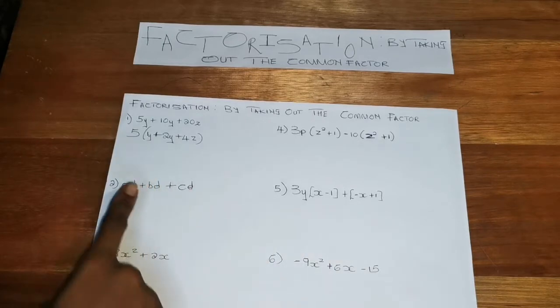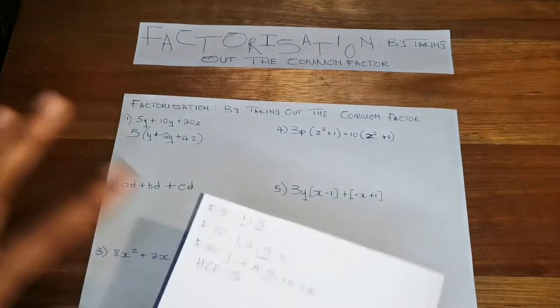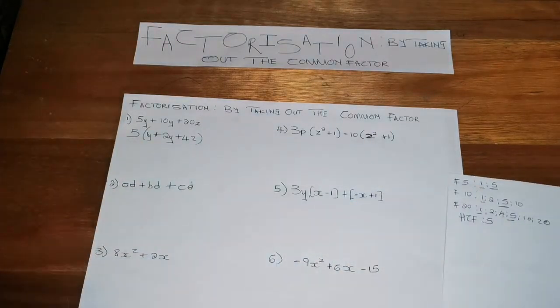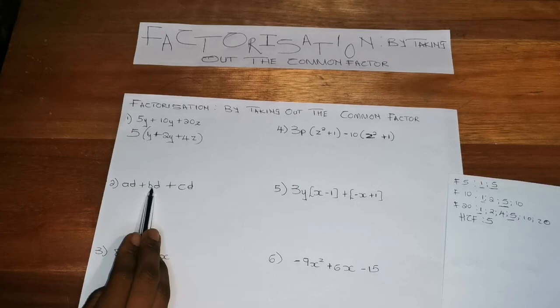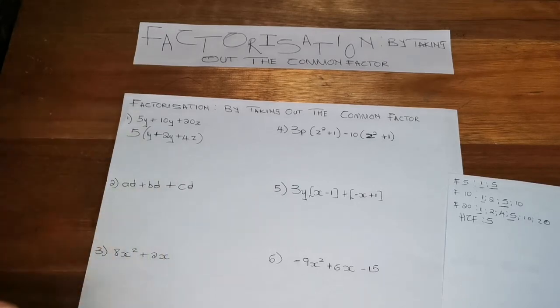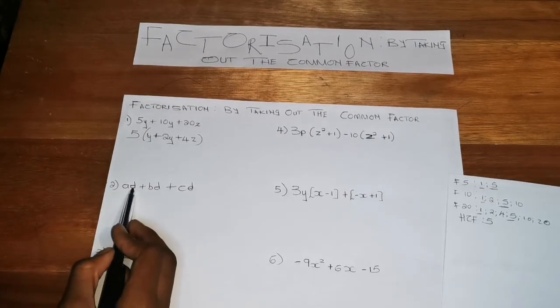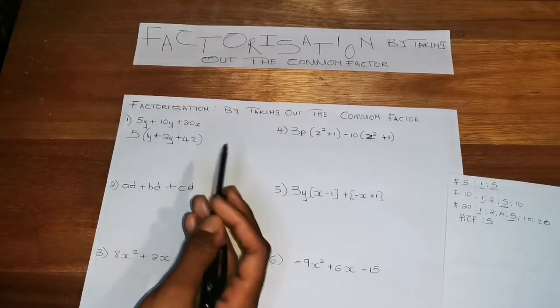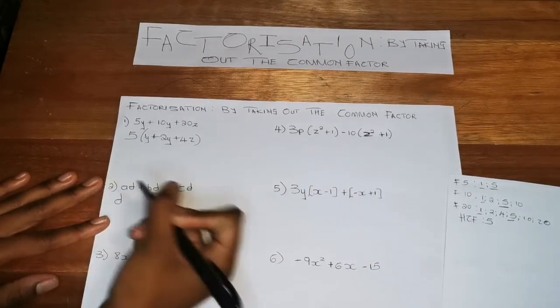So right now, let's look at question two. We have variables only, meaning that we may not need our paper. So we're going to look at this. We have variable A. Variable A is here in the first term. Is it here in the second term? Nope. Meaning that A is not our common factor because it is not common in the second term. Okay, we have D. Oh yes, D is common in the second. And then D is also common in the last, meaning that D is our common factor.